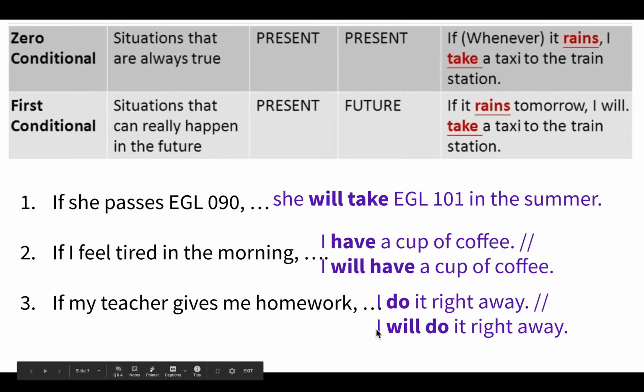Or if my teacher gives me homework tonight, I will do it right away. This tells me it's a specific situation in the future, just one time. Okay, so I hope that's helpful in just reviewing what we know a little bit about these two conditionals. I'm going a little bit quickly over them because I think we've learned them before, but if you ever have any questions, please feel free to ask me.